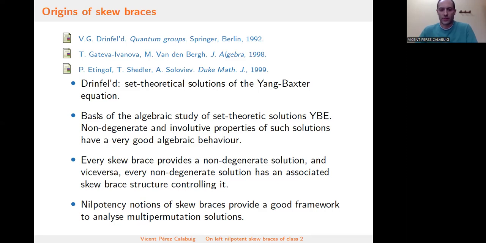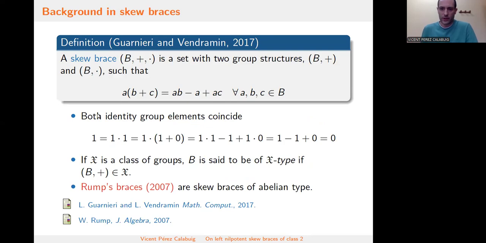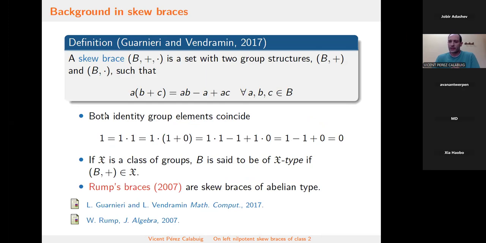Okay, so let me start with the definition of skew brace and some notation. A skew brace is a set with two group structures, an additive group and a multiplicative group, not necessarily abelian. We have the following kind of distributivity property: a times (b plus c) is equal to a times b minus a plus a times c. We will see later a more intuitive explanation of this disturbing minus a element.